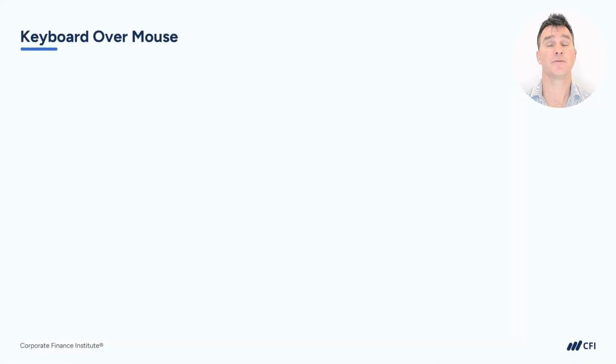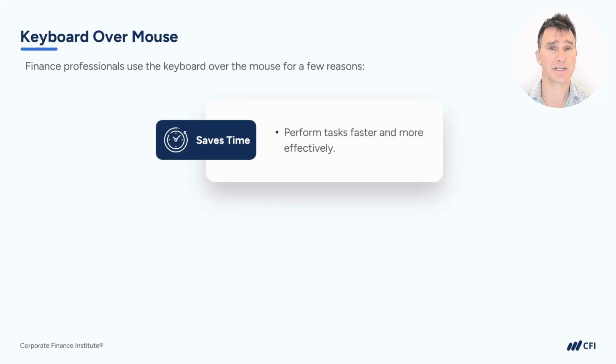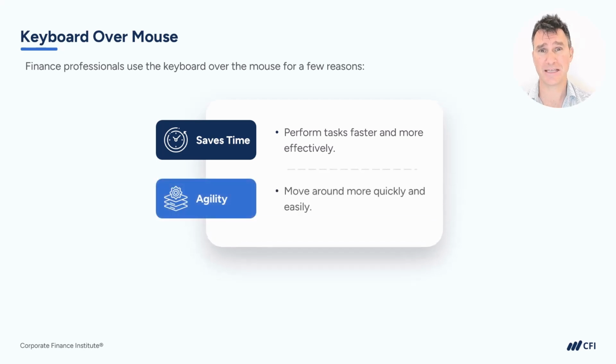Now, if you've taken one of our Excel courses before, you've probably heard us talk about the advantages of using the keyboard. In particular, it's used extensively in the finance industry for a few reasons. Let's discuss some of the standard reasons why people choose the keyboard over the mouse. First of all, it saves time and makes you more efficient. It also makes you more agile. You're able to move around the spreadsheets quickly and easily.